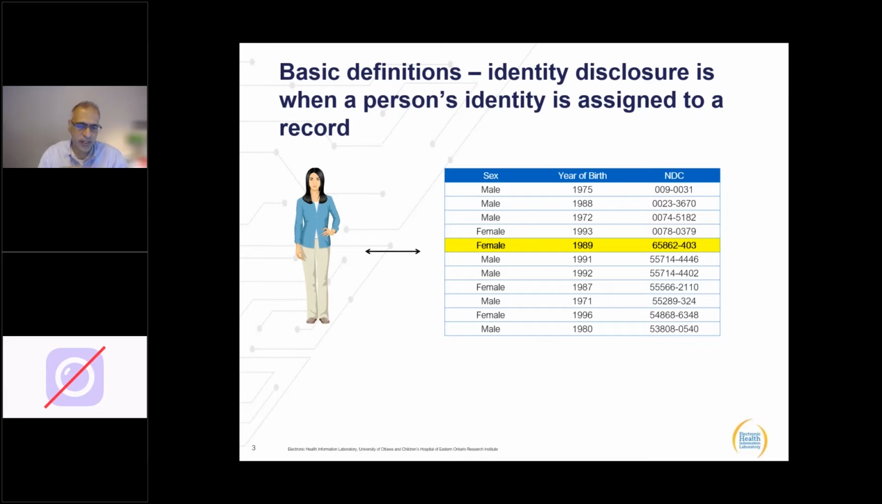What identity disclosure means is that you assign an identity to a record. So in this example, we have a female who was born in 1989, and once we identify the real person, let's call her Sally, who is that female born in 1989, and we attach an identity to the record, then that's essentially identity disclosure. So when we share data sets for secondary purposes, for analytics and for research, for building AI and machine learning models and so on, we want to make the probability of correctly assigning an identity to a record very small.